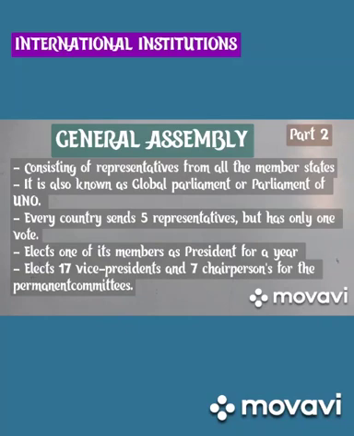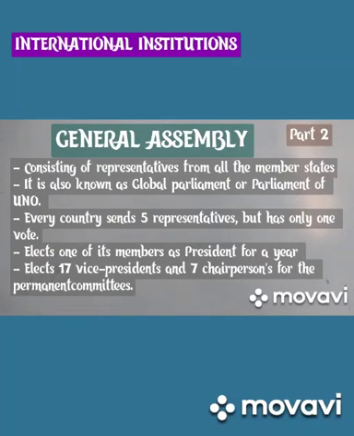The General Assembly is also known as the Parliament of UNO, or in other words, the Global Parliament. In a Parliament, MPs are there. Like that, here the members of all member countries are there. Every country has the right to send 5 representatives, but they have only 1 vote at the time of elections.